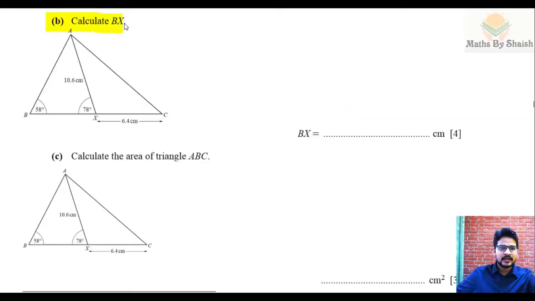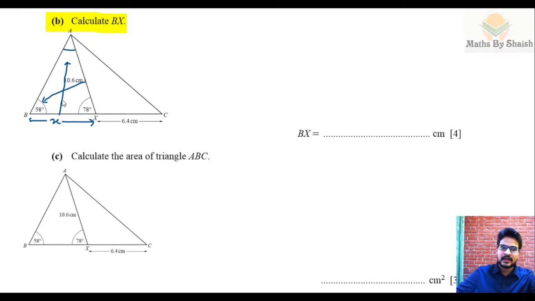Now here's the B part. Calculate BX. So now we require this length BX. We can take this side as x. So here in this triangle ABX we have two sides and two angles involved. We'll check for their pairs, and for this side 10.6 we have this angle, the opposite side, x. But for this angle, we are talking about the angle, so the 10.6 opposite angle is 58 degrees, but the x opposite angle is this, which is not given.